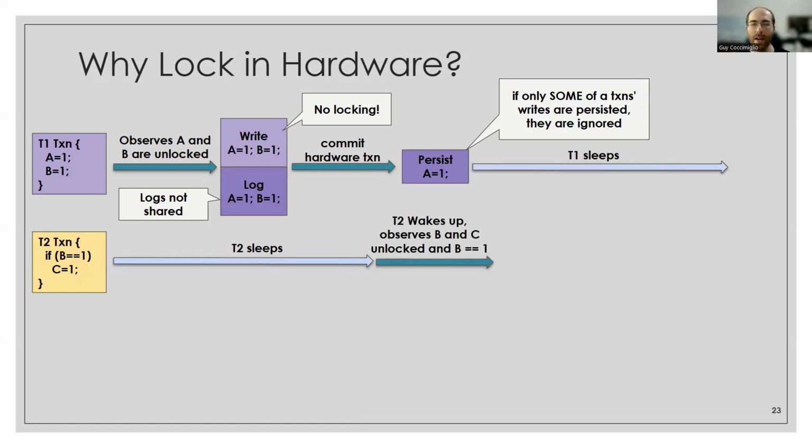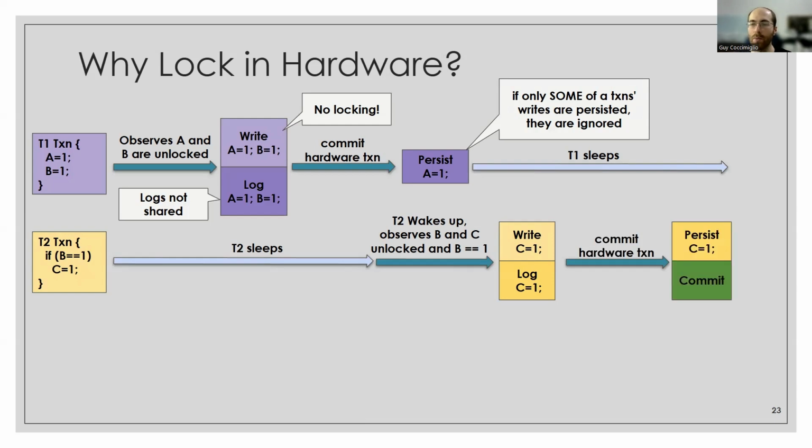Now, T2 is going to wake up, it's going to observe B and C are unlocked, and it's going to also observe that B equals 1, so it's going to move forward with writing C equals 1 and logging C equals 1. It's going to commit its hardware transaction, it's going to persist the write of C, and then it's going to commit. And now we're going to have our system crash. So now what will we recover?